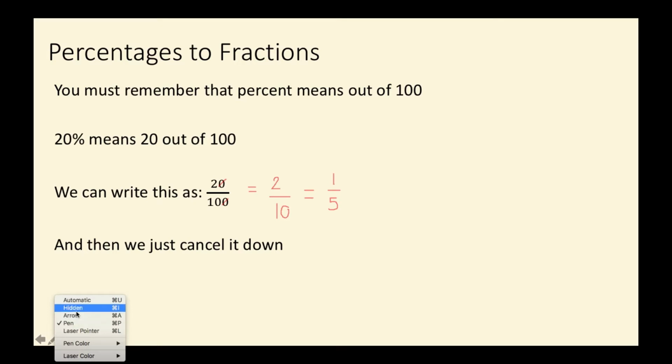I don't know why that wasn't already on there, but anyway, I hope that makes sense. So I've divided by 10, which means I took the 0 off, giving me 2 over 10. And then I divided by 2. 2 divided by 2 is 1, 10 divided by 2 is 5. So 20% as a fraction is a fifth.